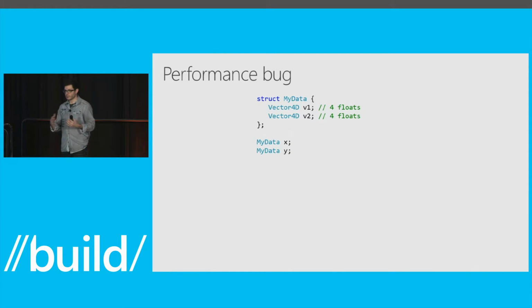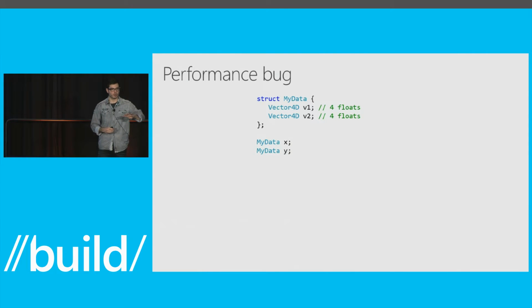I've distilled the problem into something a bit more manageable that can go on some slides. And this is the data that's being consumed. We've got a struct, and the struct has 2 fields. Each field is a vector with 4 floats in it. Overall, this is 256 bits of data.